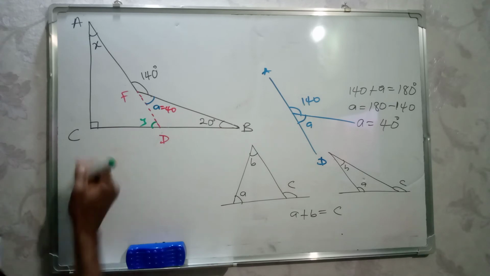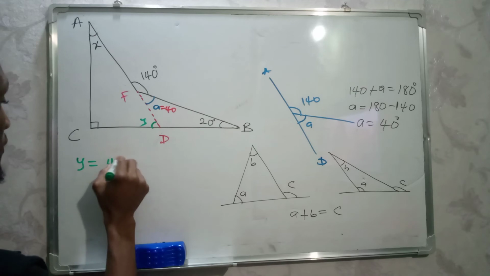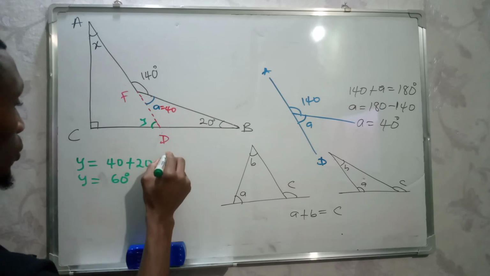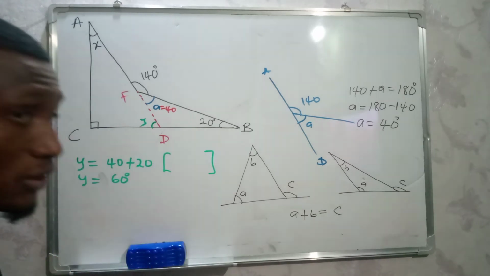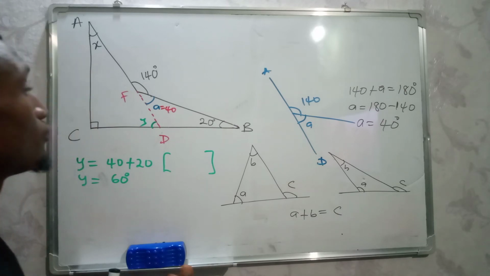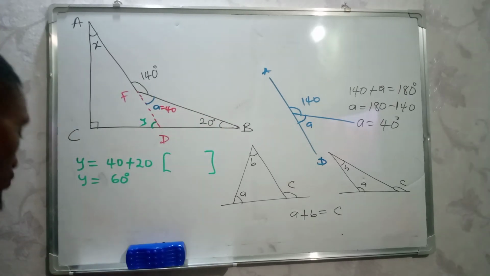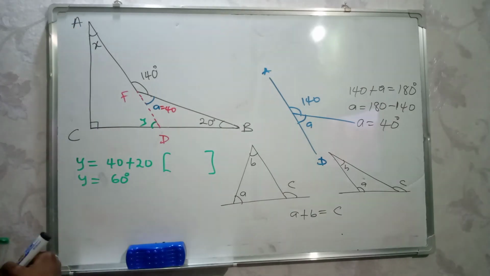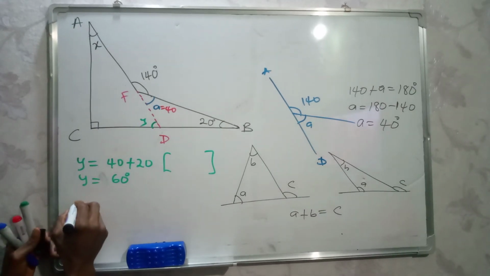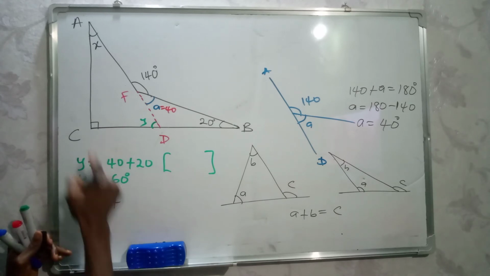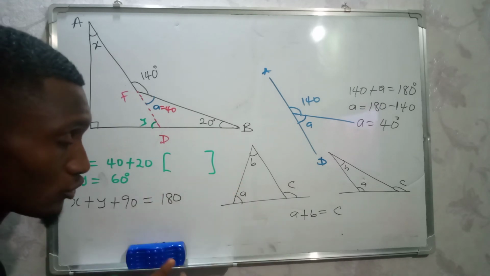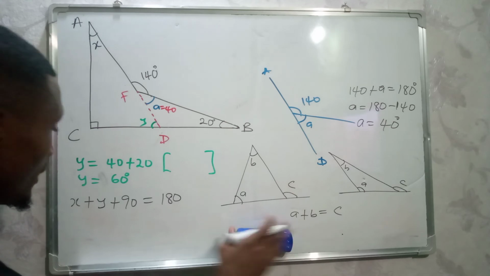So that means my y is going to be 40 plus 20, which means y is equal to 60 degrees. We know the reason for this: the exterior angle is equal to the sum of the interior opposite angles. That's what gave us y as 60. Now, having found y, I focus on this triangle ACD, and x plus y plus, of course, here is 90 degrees, is going to give me 180 degrees. I know the reason also: the sum of angles in a triangle is 180 degrees.